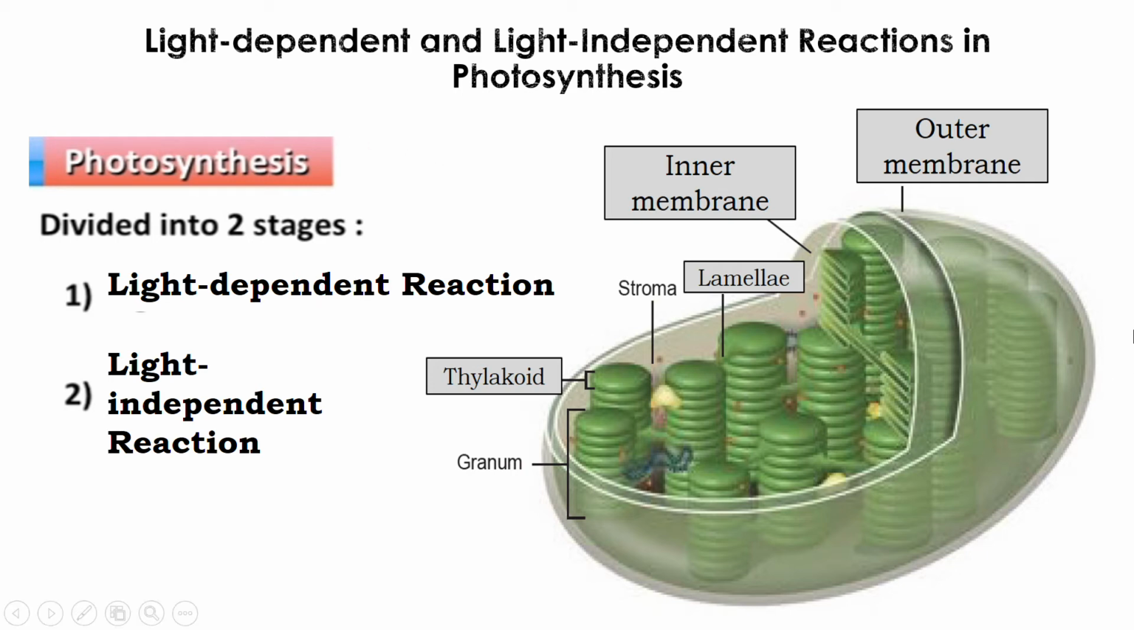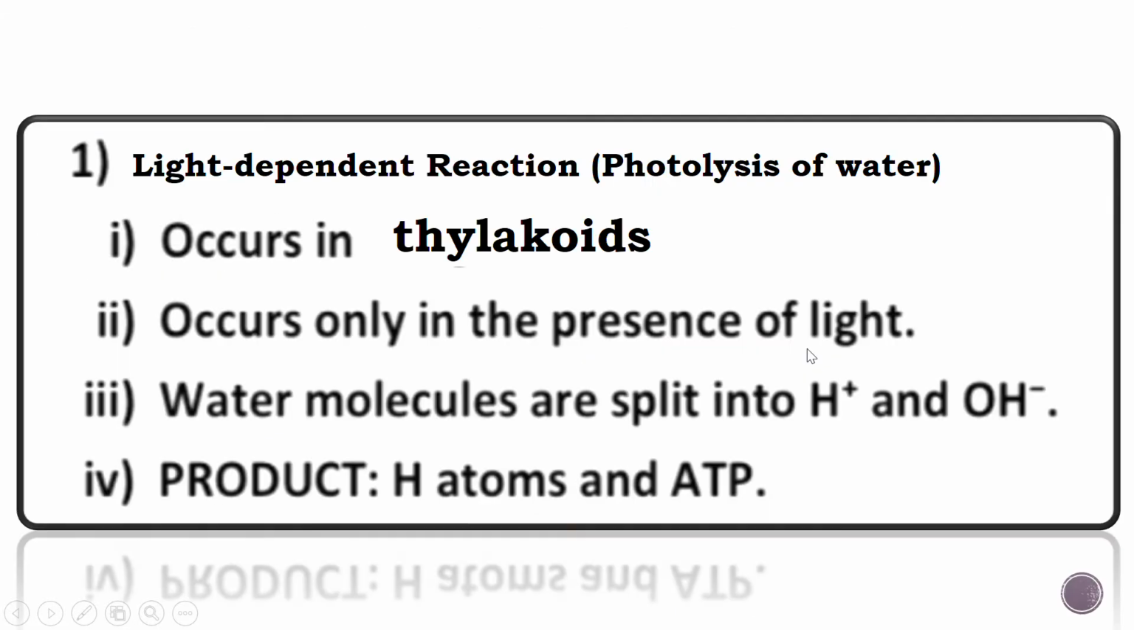Okay, in this video, we are going to look into the photosynthesis process, which is divided into two stages, the light-dependent reaction and the light-independent reaction. So before that, please do not forget the main structures in the chloroplast, the thylakoid and the stroma. Okay, the first one, the light-dependent reaction, it's actually photolysis of water.